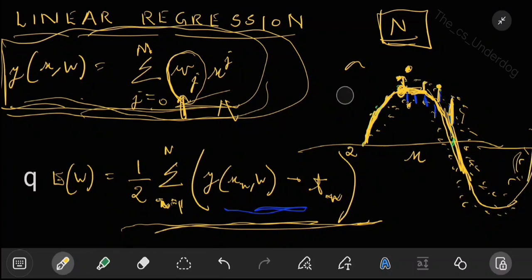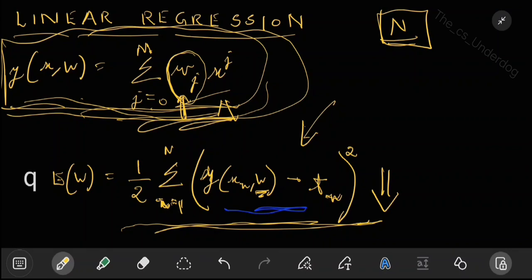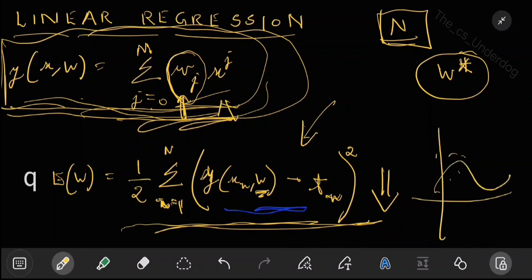Let us see how you will minimize this. W is what you want to find, and this is a quadratic function of W. Why is it a quadratic function? Because y is a function of W, as you know from here, and this whole thing is squared, which means it becomes a quadratic function. If you minimize this whole function with respect to W, then you will find W star. So W star is the value of W which best approximates the curve to all the data points.